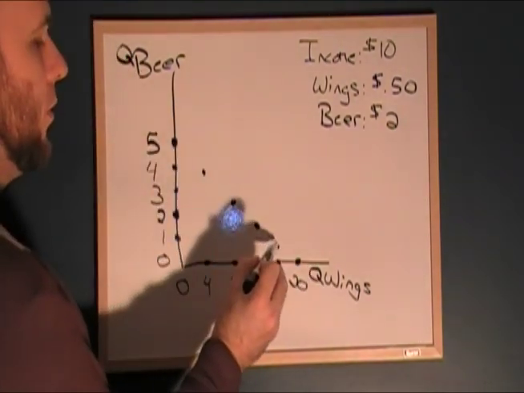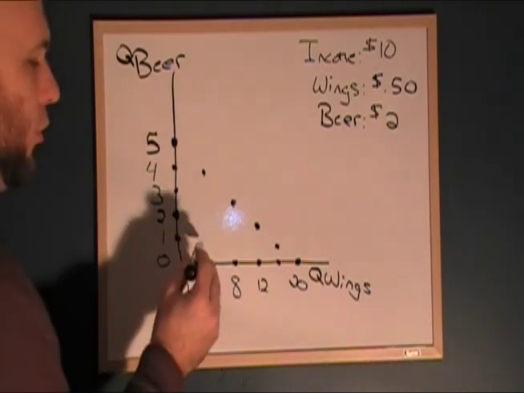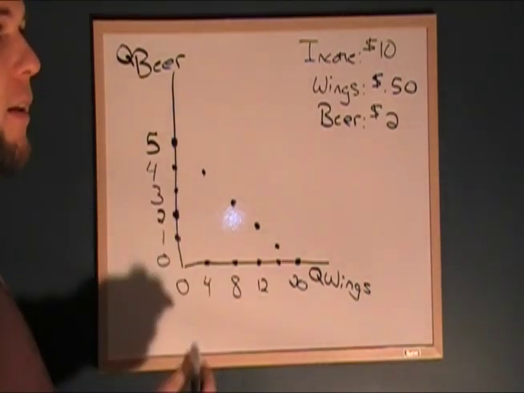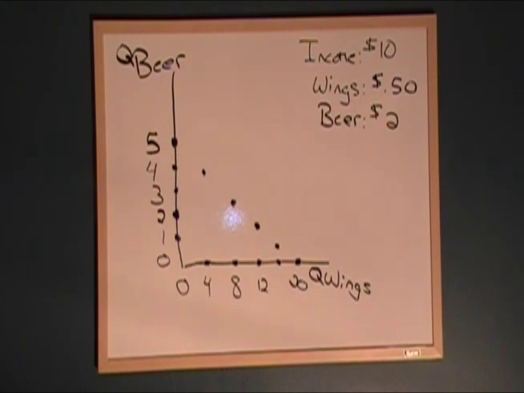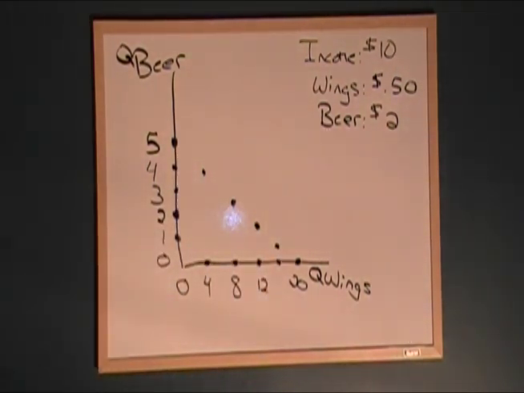These points are my different possibilities of what I can consume. I'm not going to choose to consume somewhere inside this line because that would be a waste. I've got $10 to spend on chicken wings and beer. We use the assumption that if I don't spend it, well, I've lost it. It's a waste. It's gone away. So we're going to spend as much of our money as we possibly can. So I have 1, 2, 3, 4, 5, 6 choices of how I can spend my money. 6 different combinations of beer and chicken wings.